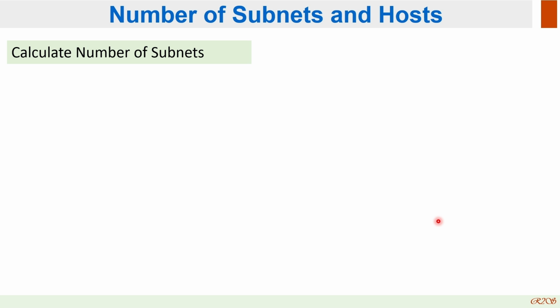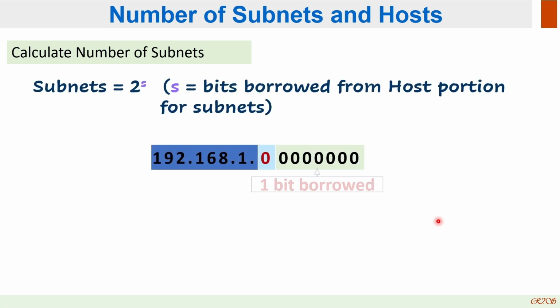Okay. So let's see how we can find the number of subnets and number of hosts. To calculate the number of subnets, we go by the number of bits we allocate for the subnet. If we borrow 1 bit for the subnets, we get 2 to the power 1, so 2 subnets. If we borrow 2 bits, we get 2 to the power 2, 4 subnets. If we borrow 3 bits, we get 2 to the power 3, which is 8 subnets.